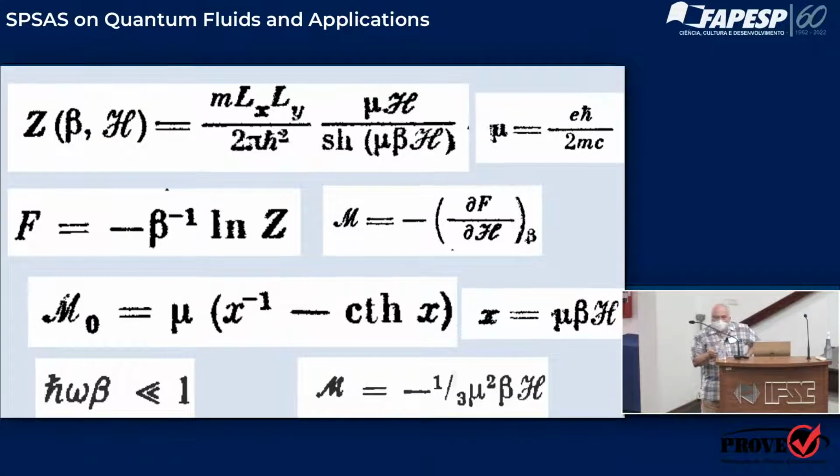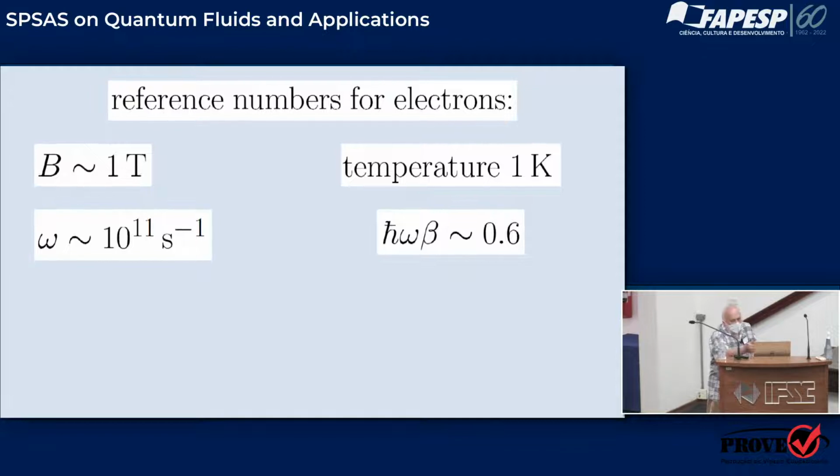Who really did this, who arrived at this expression, was another physicist. And here are only some numbers to have an idea. If we have a magnetic field of the order of 1 Tesla, then the frequency of rotation for electrons is 10^11 second^-1. And a temperature of 1 Kelvin corresponds to the ratio ħω over kT, or beta, of about 1. So we shall have this in mind.